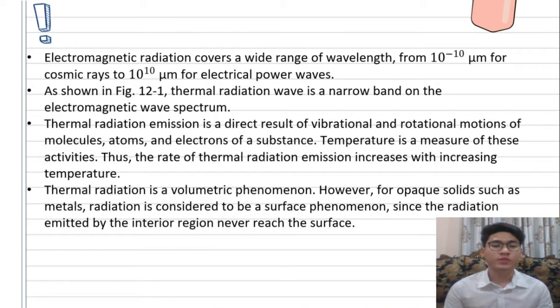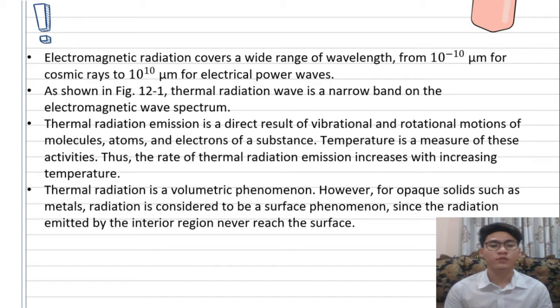Electromagnetic radiation covers a wide range of wavelengths from 10 to the power of negative 10 μm for cosmic rays to 10 to the power of 10 μm for electric power waves. As shown in the figure, thermal radiation is a narrow band on the electromagnetic spectrum. Thermal radiation emission is a direct result of vibrational and rotational motion of molecules, atoms, and electrons of a substance.